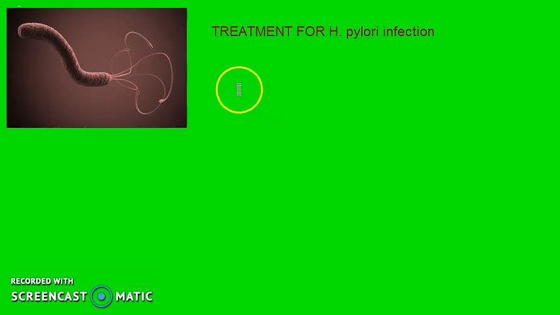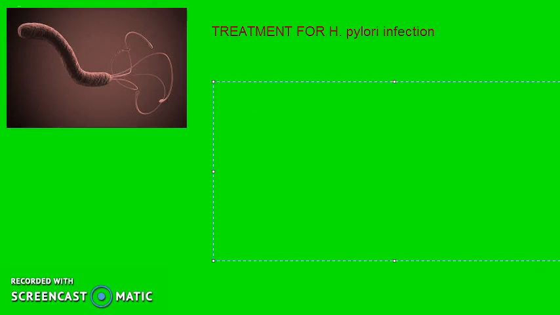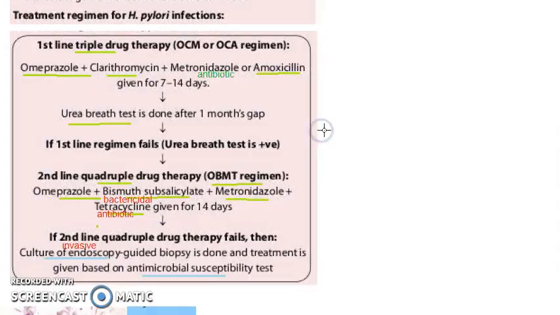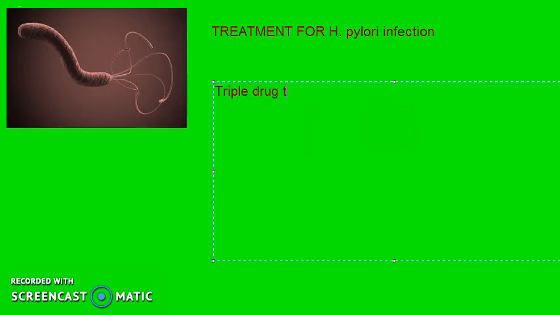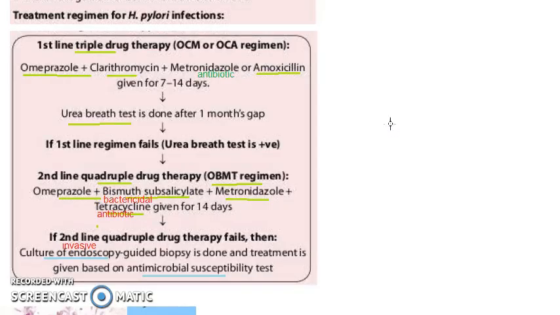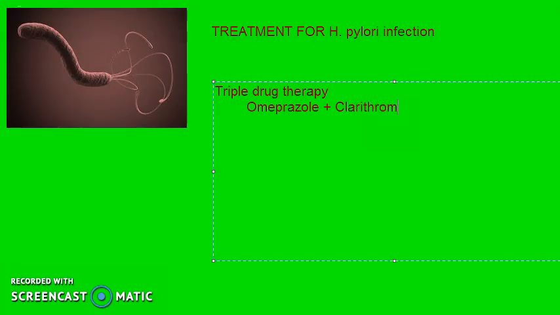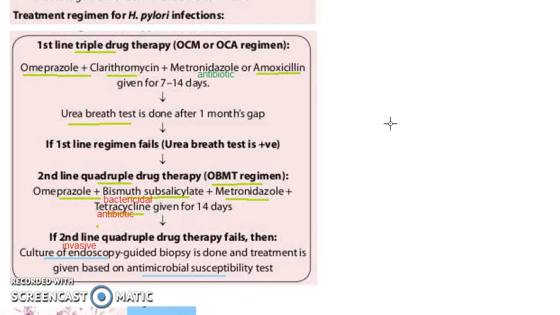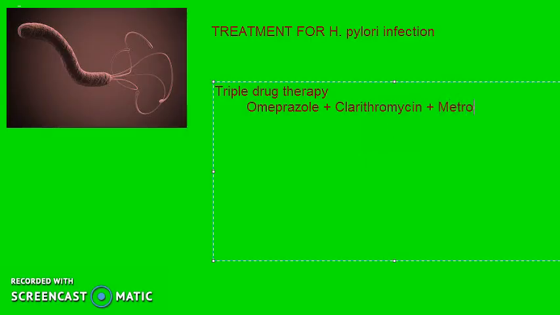Let us summarize what we have learnt. We will give treatment for H. pylori infection. Basically, it will be multi-drug. We don't want to give individual drugs because there is a lot of colonization. So let us start with triple drug therapy. Under triple drug therapy, you have Omeprazole, which is a proton pump inhibitor, Clarithromycin, and then Metronidazole, or you can give Amoxicillin.